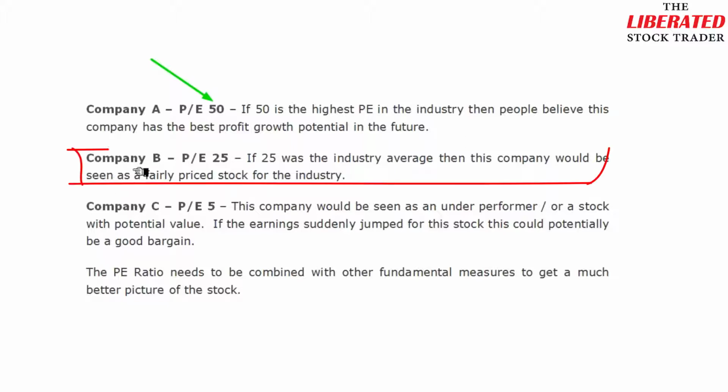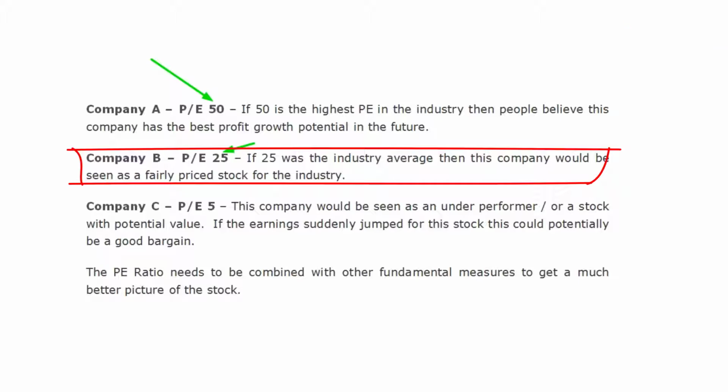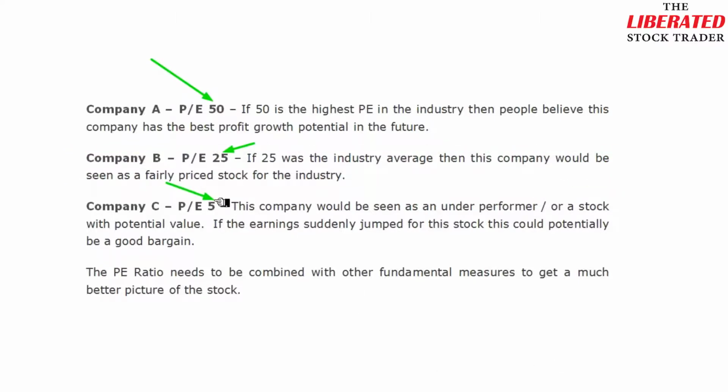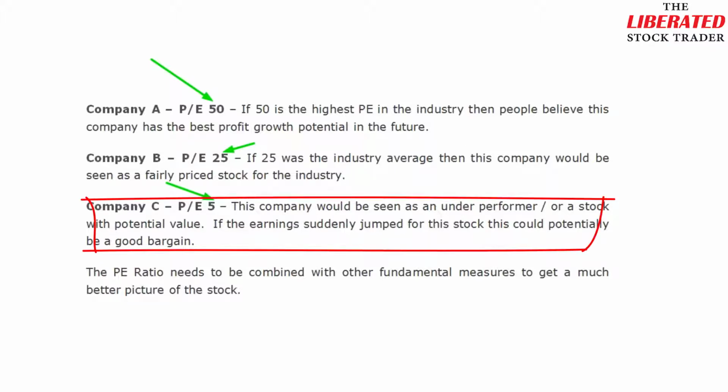Company B has a PE of 25, and if 25 was more or less the industry average, then this company would be seen as a fairly priced stock for the industry. Company C has a PE ratio of 5. This company would be seen as an underperformer or a stock with potential value. If the earnings suddenly jumped for this stock, this could potentially be a good bargain. The PE ratio needs to be combined with other fundamental measures to get a much better picture of the stock.